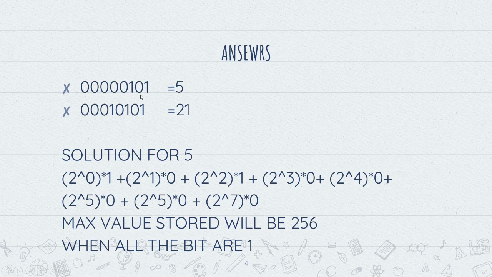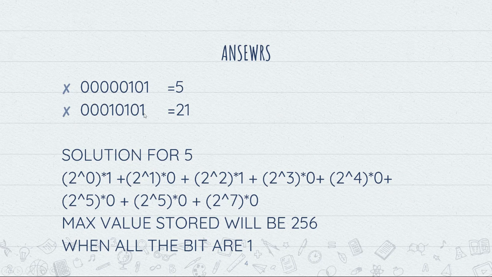So for the first place we will do 2 to the power of that place and multiply it with that particular bit. Similarly, for the second place, 2 raised to the power of that particular place, multiplied with the bit. If you calculate this sum, you will get 5.